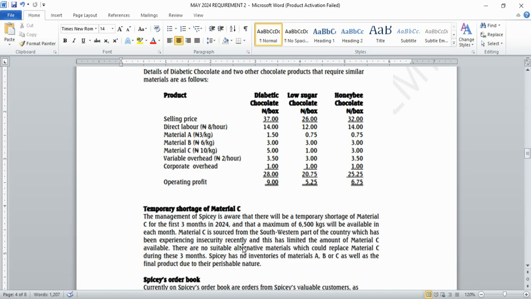So what's this telling you? Can you try? Yes, there's a limited resource, there's a scarce resource. So what bell is that ringing? Yeah, exactly. That is what a limiting factor is.